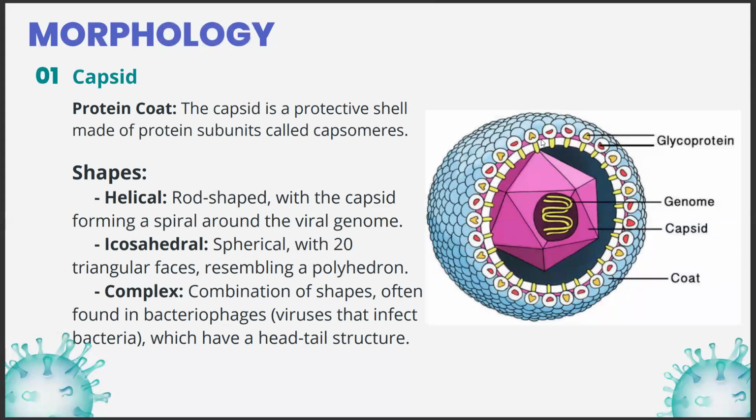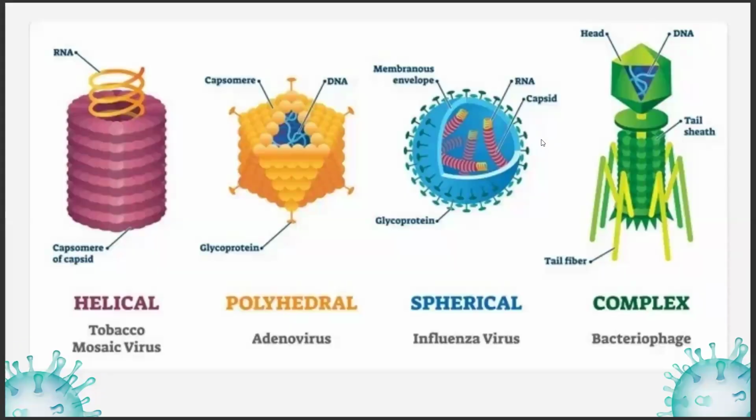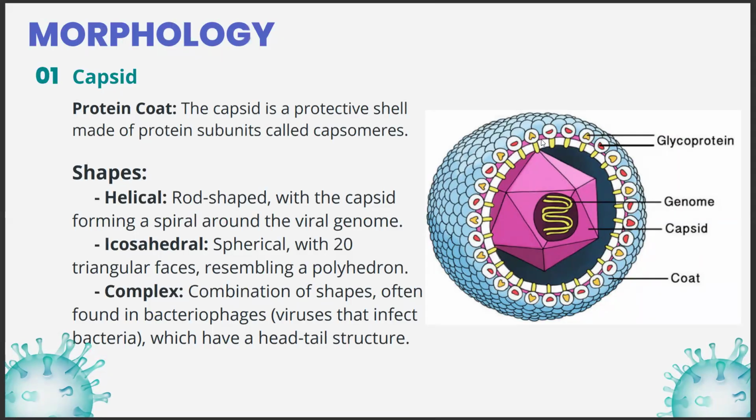Morphology of virus. First, capsid. Capsid, protein coat. The capsid is a protective shell made of protein subunits called capsomeres. Shape, helical, which is rod-shaped with the capsid forming a spiral around the viral genome.